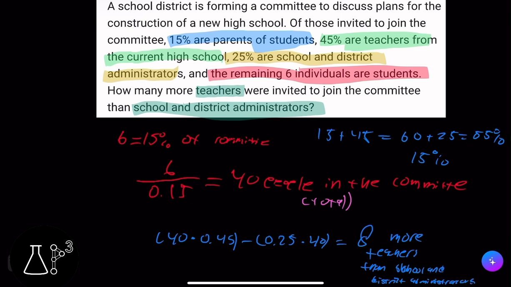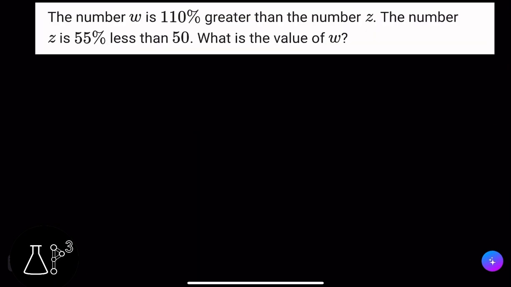So our answer is 8 in this question. Okay, now we're going to do a different hard question. The number W is 110% greater than the number Z. The number Z is 55% less than 50. So what's the value of W?